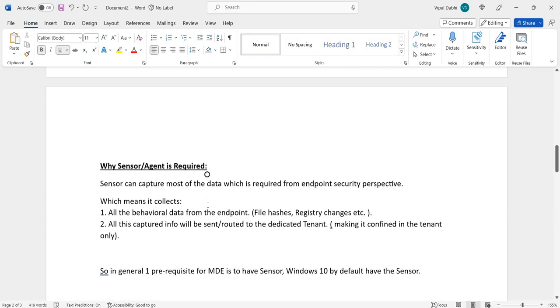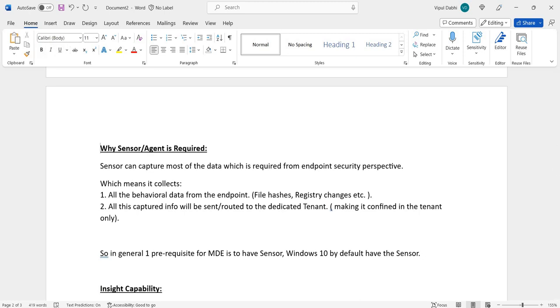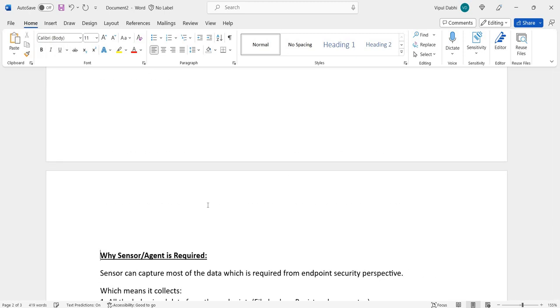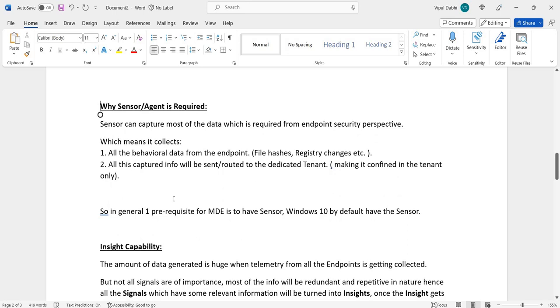Then why is a sensor required? As we have understood, we need to gather the telemetry out of that system, right? So for that purpose we need the sensor, but let's try to understand it better. A sensor can capture most of the data required from an endpoint security perspective, right? Eventually we are focused on the security of the endpoint, and we need to track anything which is associated with that.